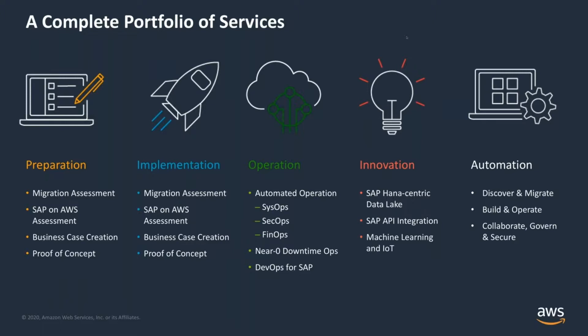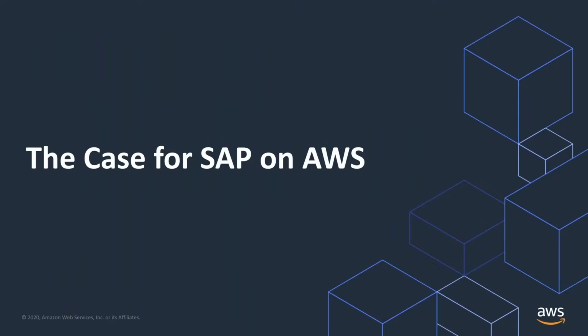We can help them build the business case, which is top of today's meeting. Then we move to implementation and migration, onto operate, post-operation into innovation, and then underlying that again is automation. So we do cover the full life cycle of the SAP migration, then operation on AWS. Right, so that's the background on us.